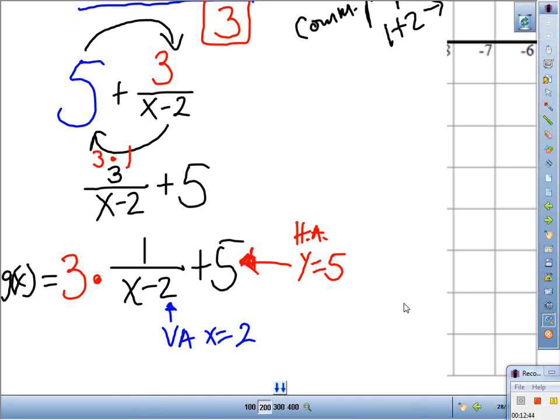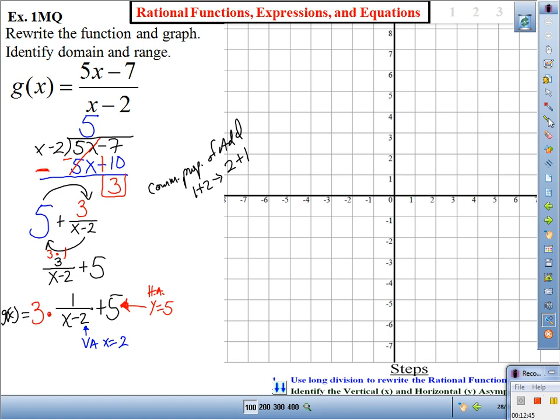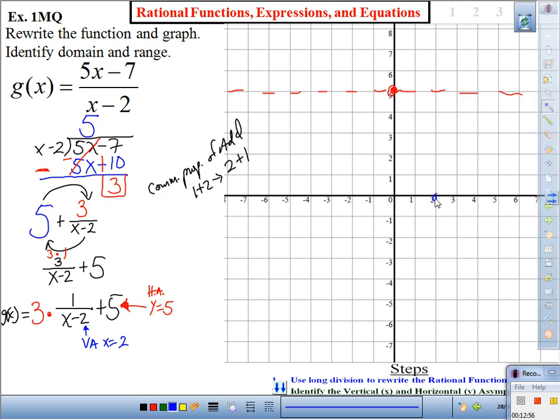All right, I'm going to zoom out. And let's graph that. Y equals 5 is up here. X equals 2 is right there. And the graph is right here.